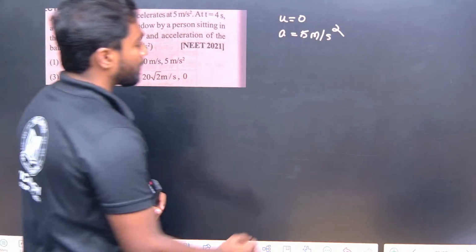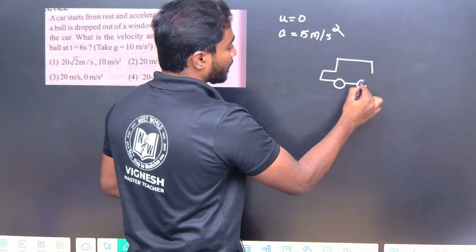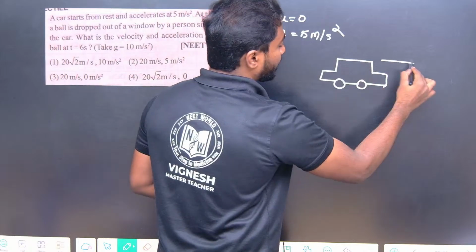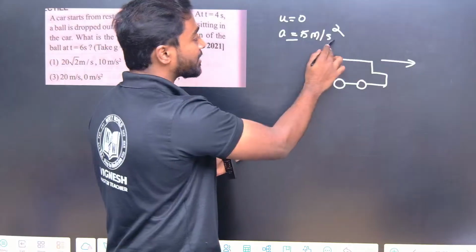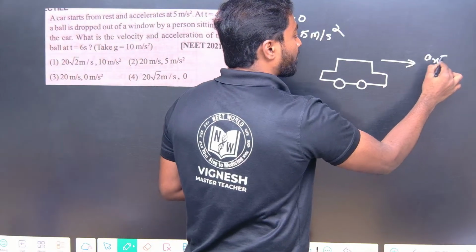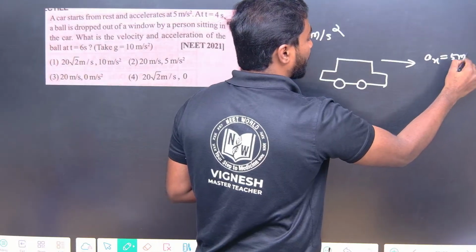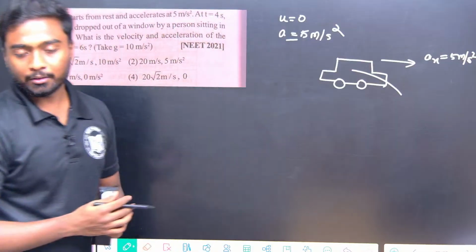Now what they are saying is, a car is there, it's moving like this. Initially it was at rest and it started moving with acceleration 5 meter per second. So can I take this as horizontal acceleration, that is 5 meter per second square, and when it's going, it has been dropped like this, dropped.